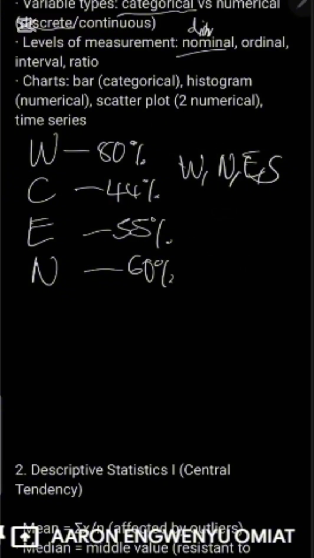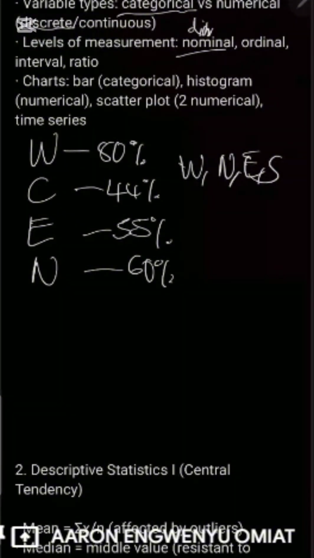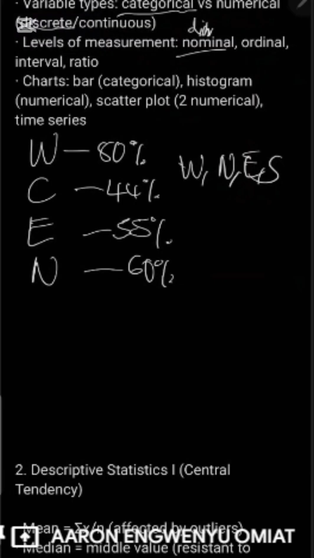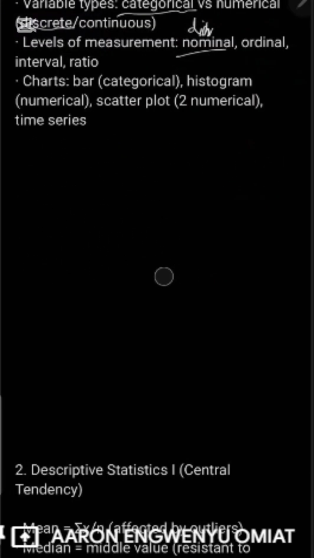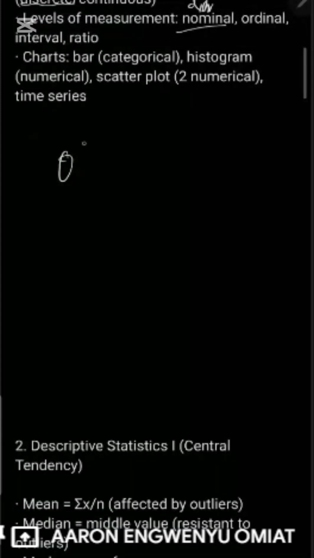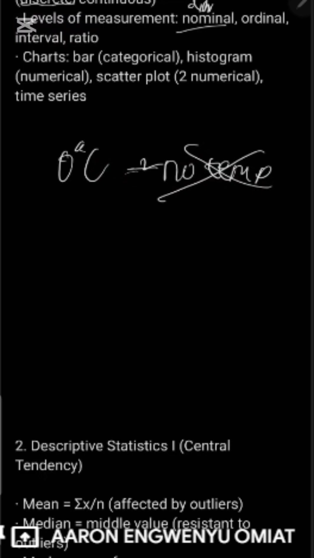This is ordinal data. If we go ahead and look at interval, here we are talking about data with no true zero. An example would be the temperature in the polling stations on election day. Suppose one polling station was at 0 degrees Celsius. 0 degrees Celsius does not mean no temperature. Zero is just a reference point. It is not an actual zero in this case.